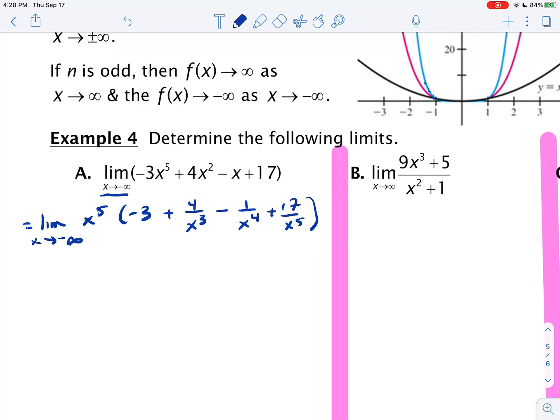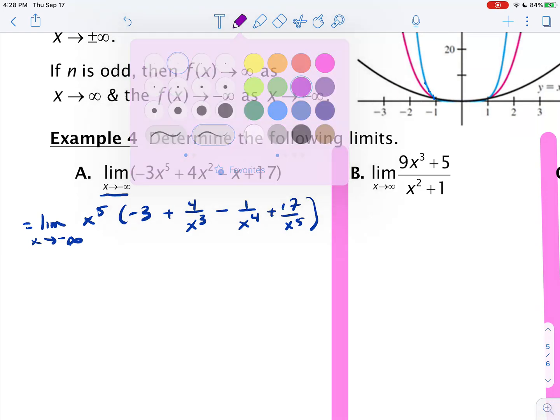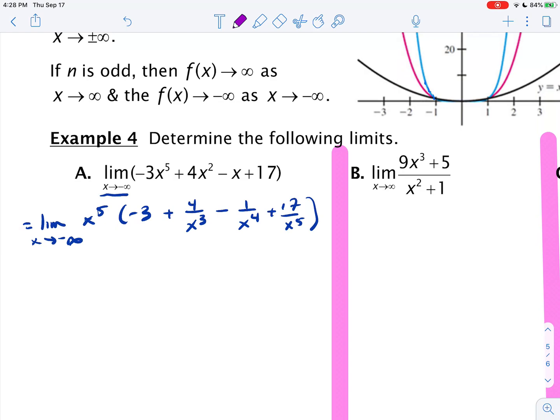I can now use my strategy and my rule sets. The limit of a product is the product of the limits. The limit of a sum is the sum of the limits, limit of a difference, and whatnot. So x to the 5th, knowing my power functions, and I'm going to minus infinity, this is going to minus infinity. You can think of minus infinity to the 5th power. Infinity times infinity 5 times is going to be infinity, but minus 1 to the 5th is negative, so we're going to negative infinity. Negative 3 is going to minus 3.